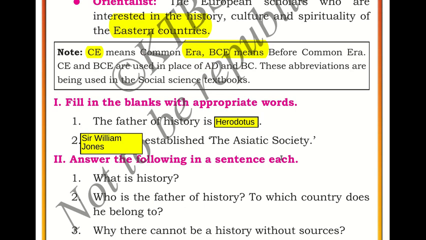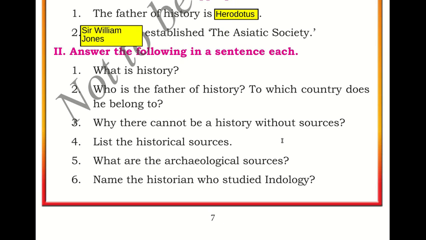Up next we have answer the following in a sentence each. So what you need to do now is go through the questions and try to find the answers in your notes. If you are missing any details or answers, you can refer to the textbook and then add it to your notes and answer the question simultaneously. Take a minute and write down the answers so you can check with the answers that I'm giving you. Pause the video, then replay it to find the answers.